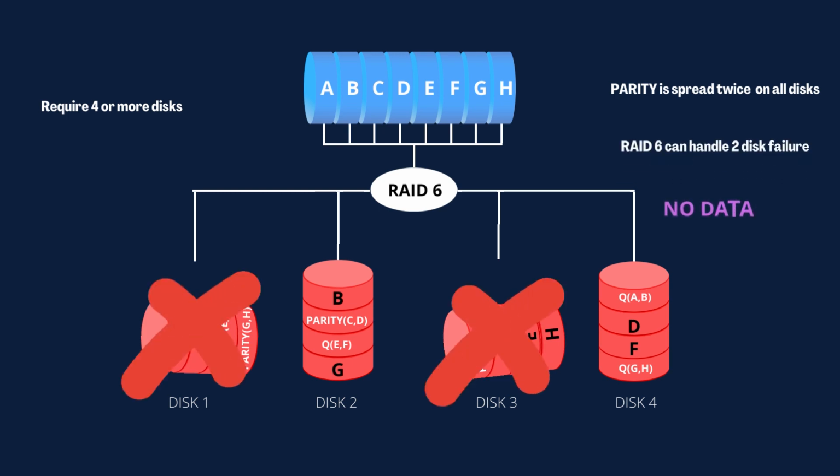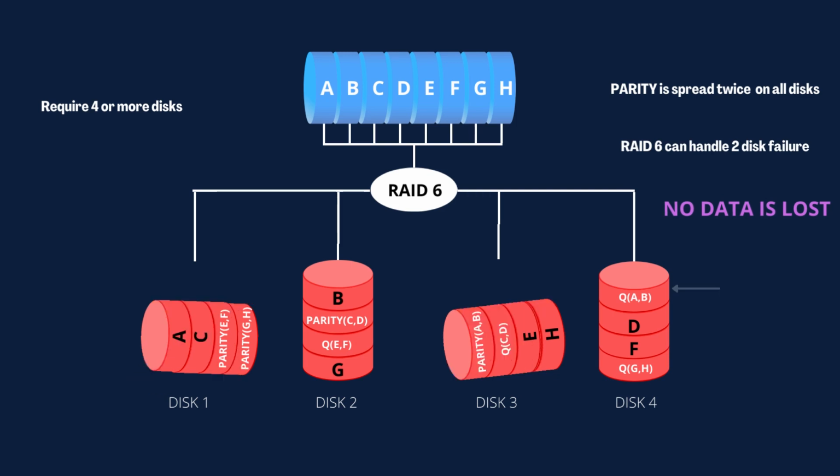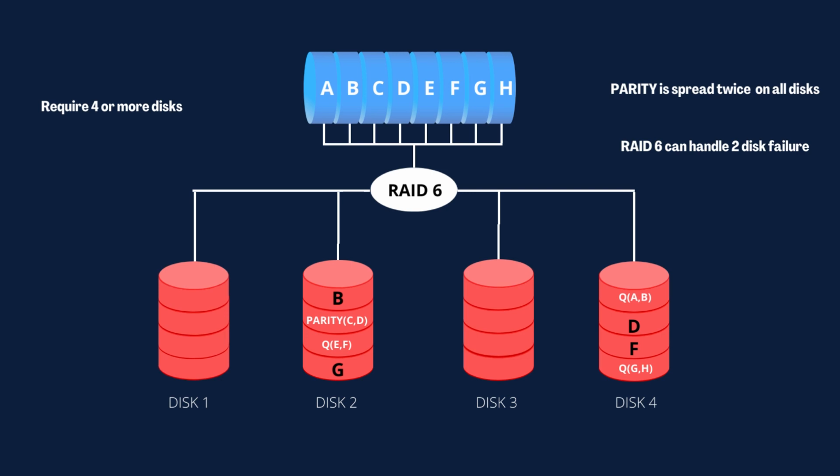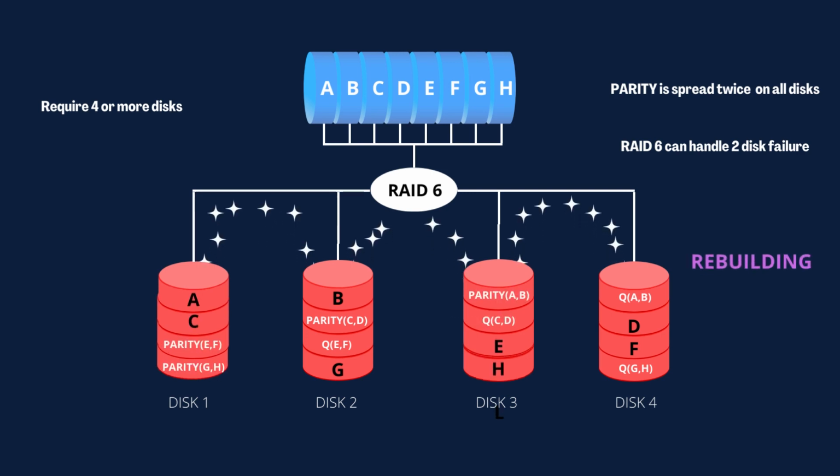In RAID 6, if two disks were to fail at the same time, which is pretty rare, no data would be lost. The Q parity is needed, which is used to build a simultaneous equation. All we have to do is replace the failed disk, and then RAID 6 would use the double parity from the other disks to rebuild the data on the new drives.